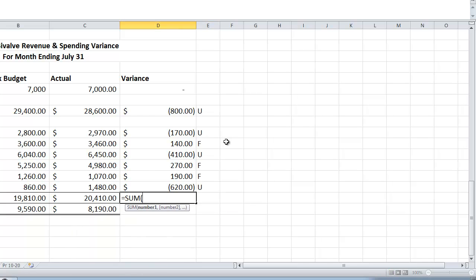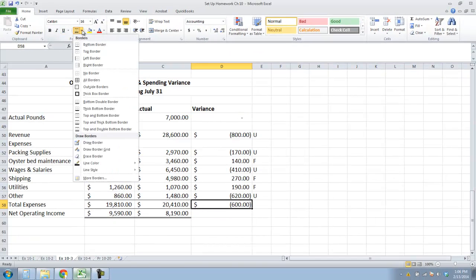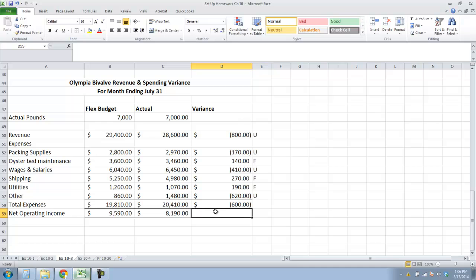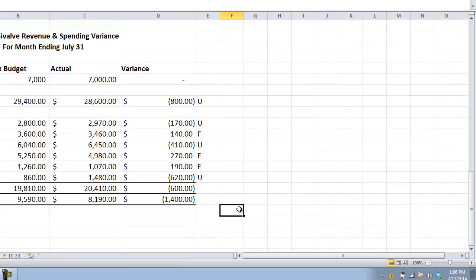Now we're just going to add these up. And then we are going to take our revenue variance, add together our expense variance. So this is a total unfavorable. So we have an unfavorable spending and revenue variance total of $1,400. This is a variance for revenue and spending.